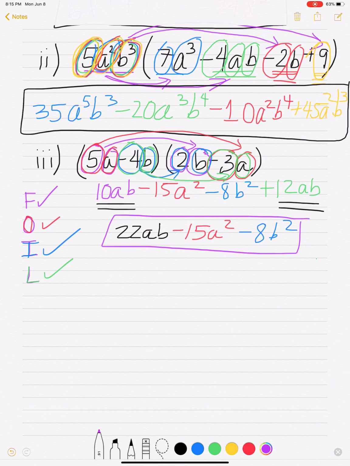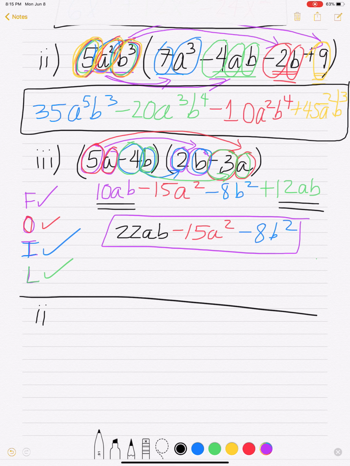Now you don't have to put the terms in that order. You could have put the minus 15a squared first, or the minus 8b squared. But you have to have those 3 terms. And you have to combine the 10ab with the 12ab to get 22ab. Alright, so that's a matter of foiling.